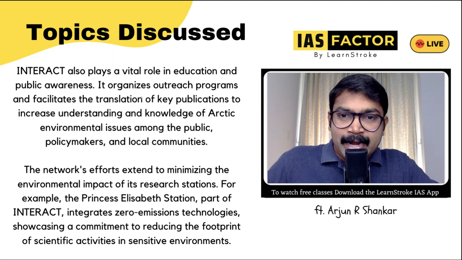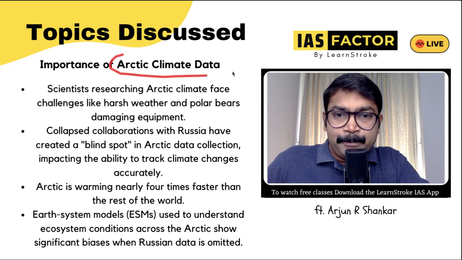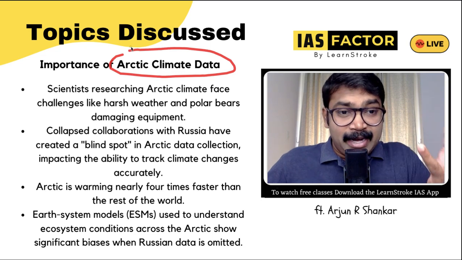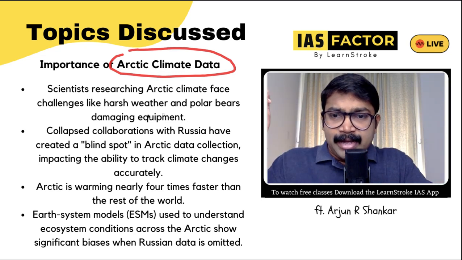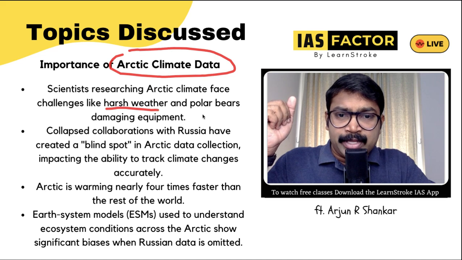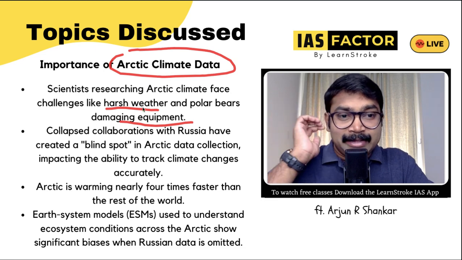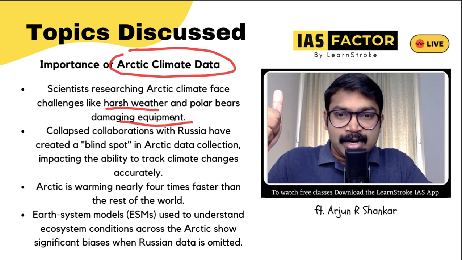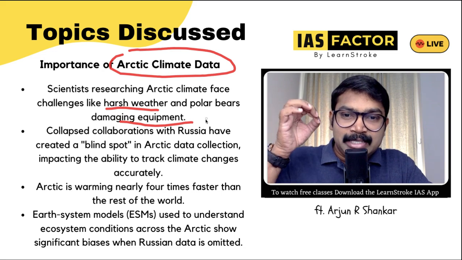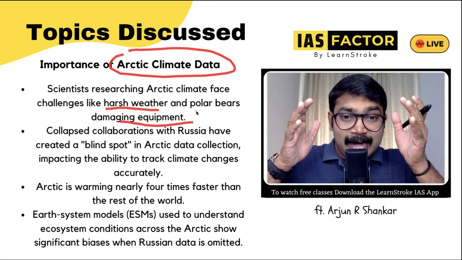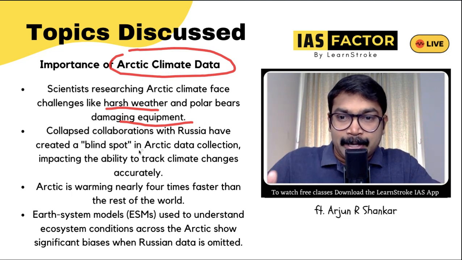Next is regarding the Arctic climate data. Why do we need Arctic climate data is the next important point. We need to know the harsh weather and polar bears are damaging the equipment. Many scientists are complaining that in these Arctic regions, the harsh weather conditions and polar bears are damaging the equipment, which is hampering the research process in the Arctic.